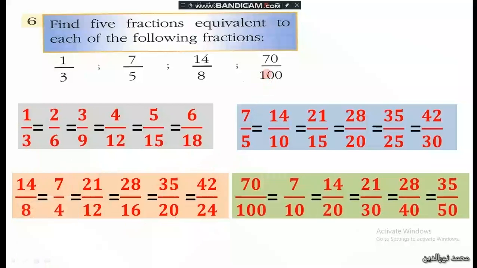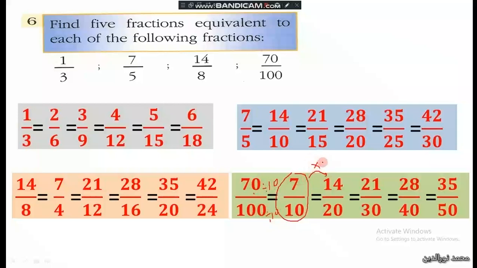And this fraction, first of all, we could simplify this fraction. We have 70 over 100. We could divide both terms by 10. And here we have 7 over 10. And then we proceed using 7 over 10.